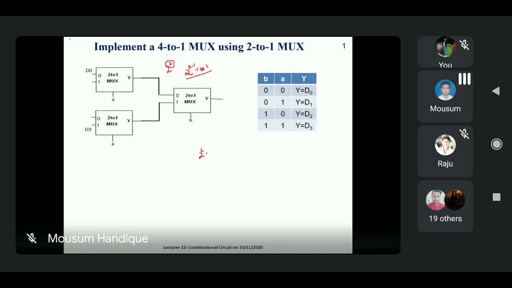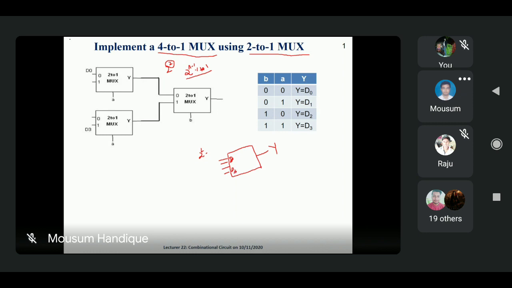So now suppose this one is the 4 to 1 mux. We are constructing a 4 to 1 mux using 2 to 1 muxes. What is a 4 to 1 mux? Mux means multiplexer; shortly we say mux. This one is the output. Always the output is only 1. If we are using a 4 to 1 mux, there are 4 input lines: D0, here D1, up to D3.